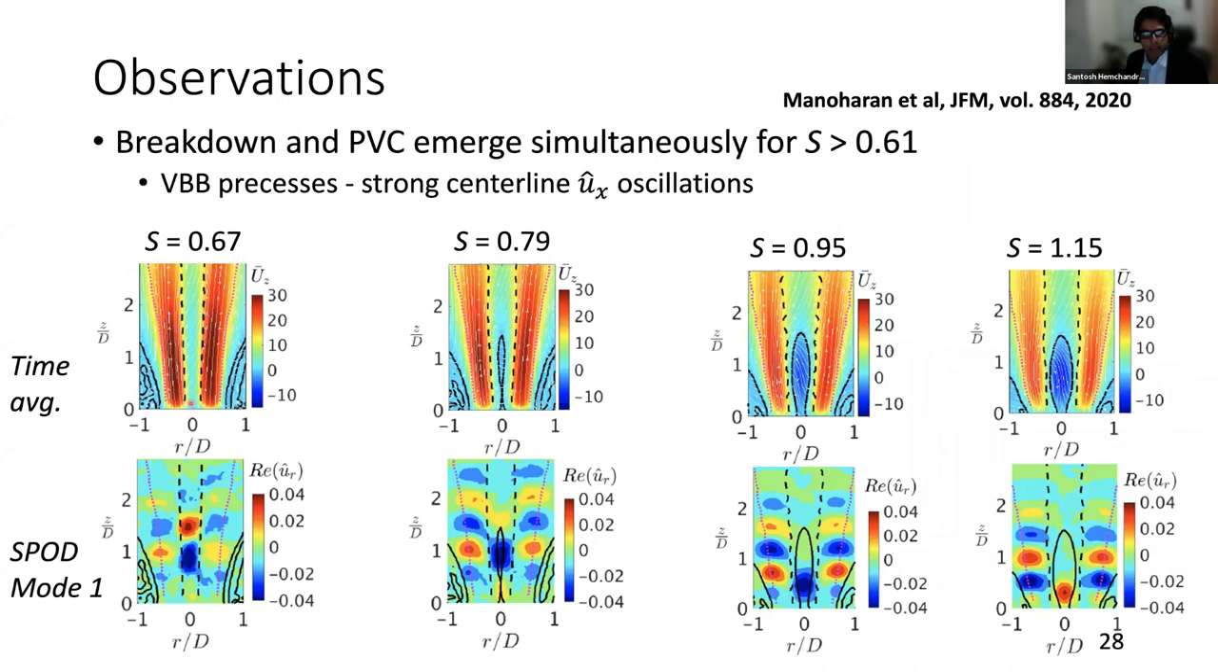And you see here that as you increase swirl, you start to get the breakdown bubble. This zero velocity contour essentially is the contour of Uy equal to zero. Correspondingly, this set of figures shows spectral POD modes at the oscillation frequency of the PVC. And you see that there is this strong central, this is now transverse velocity. And you see that there is this strong left-right oscillation along the center line, which shows that this bubble is actually precessing at these swirl numbers.